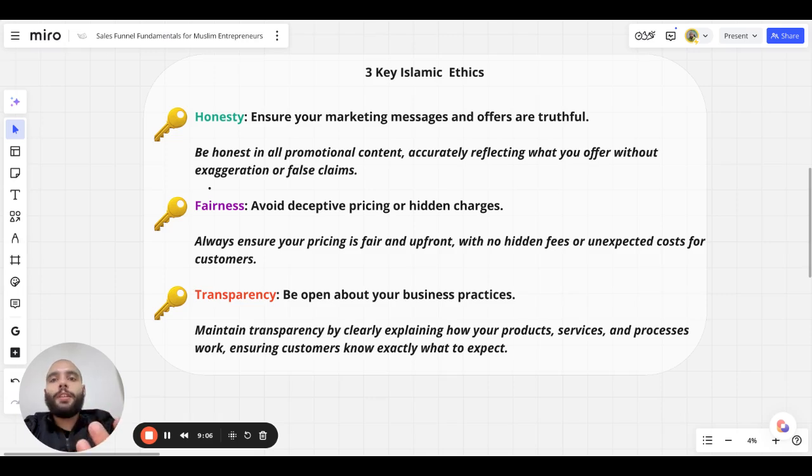There's not much value they're giving, so stick to these three key Islamic principles. So honesty, so ensuring your marketing and messages are all truthful. Be honest, bro. In all your promotional content, your X posts, your YouTube, just be honest, be transparent. It's okay. You don't have to show off. There's these Instagram gurus buying Lambo trucks, or not even buying, renting Lambo trucks, renting Rollies, renting APs, renting Amiris, bro.